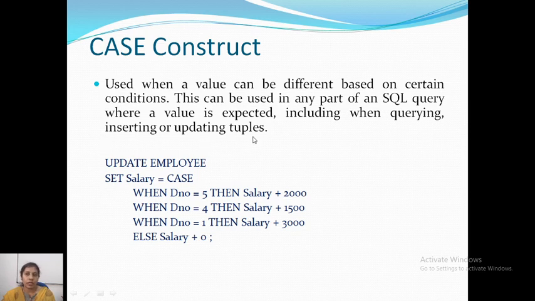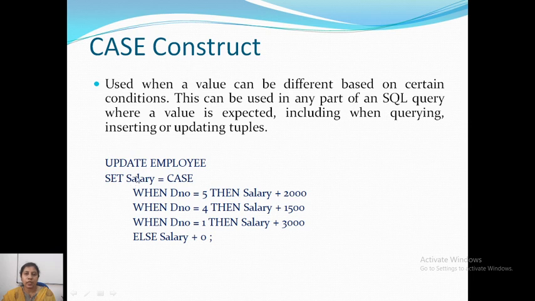This can be used in any part of an SQL query where a value is expected, including when querying, inserting and updating tuples. Here you can see, based on the department number, we need to give a bonus to the employees. If they are from department number 5, then a 2000 bonus is given, and if they are from department 4, then their salary will be increased by 1500. If they are from department 1, then it is increased by 3000. Otherwise there is no increment.